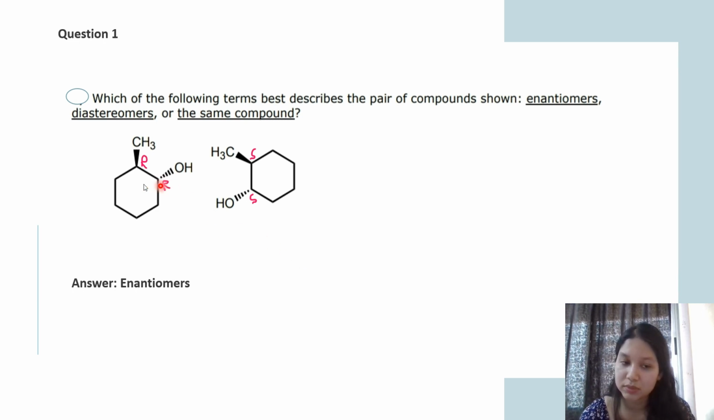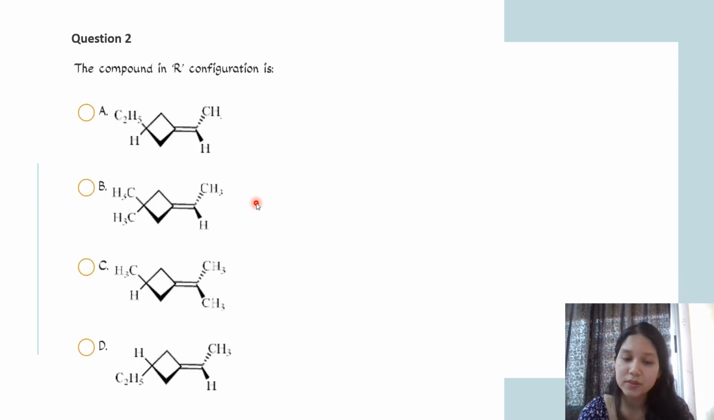Since we have RR and SS configuration, they will be mirror images, and they will be non-superimposable mirror images. So they will be called enantiomers. I hope it is clear to everyone. So let us move to the next question of this session then.